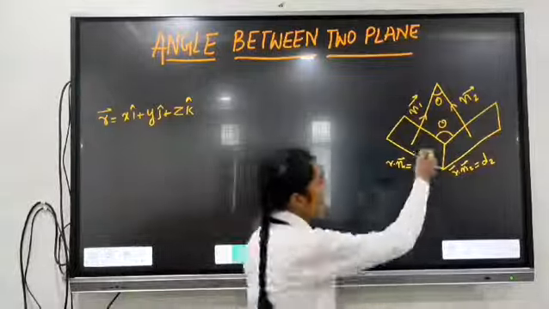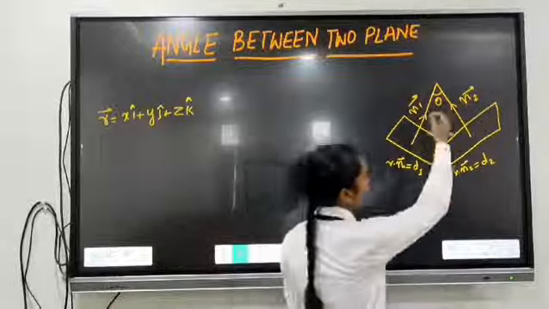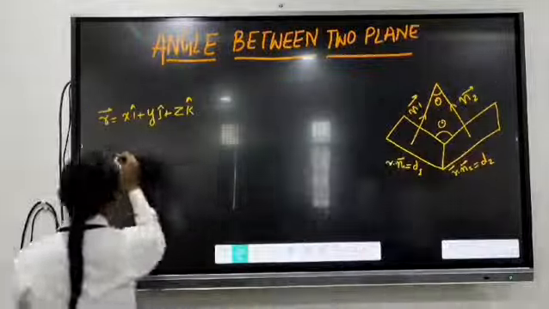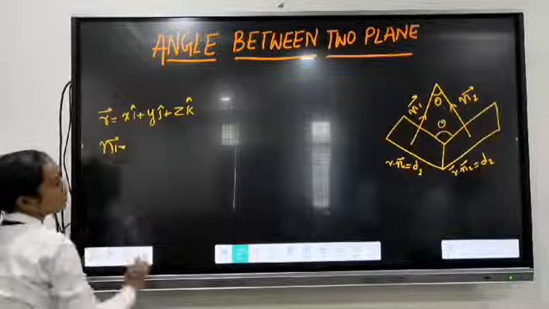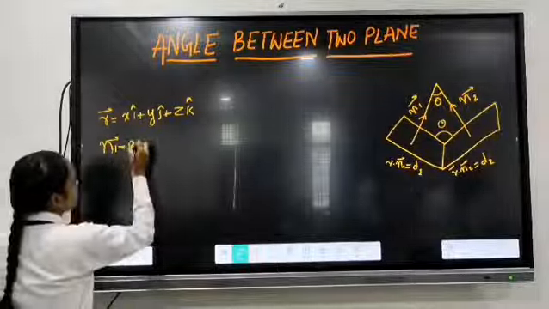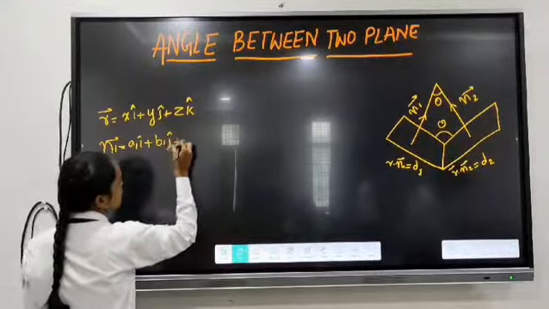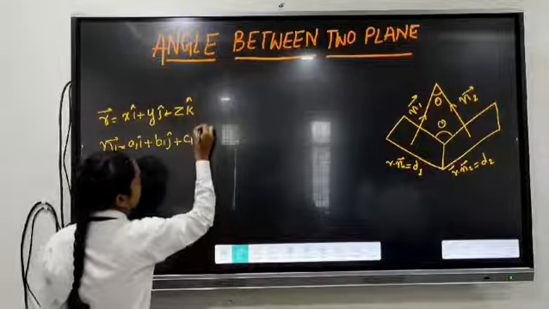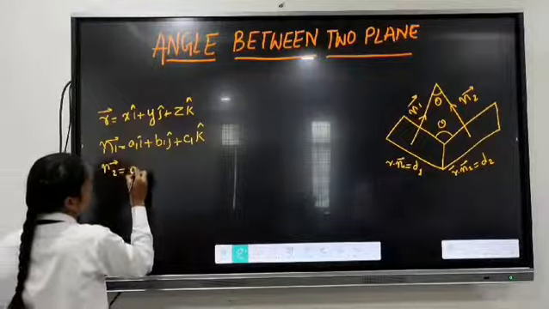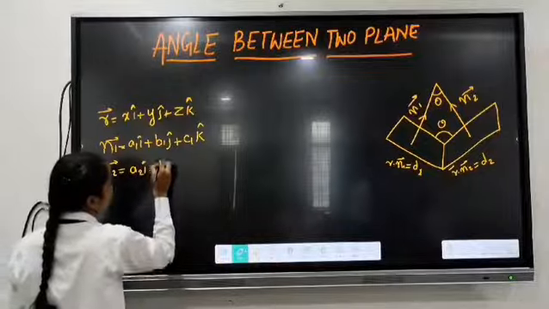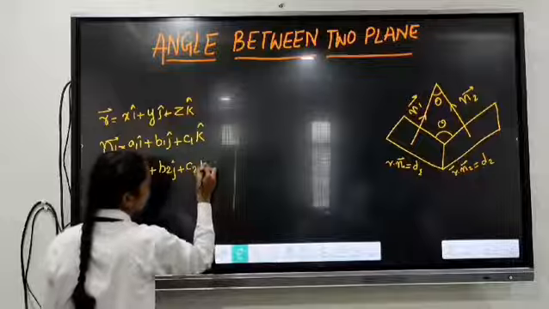So we have to find the angle between the normals of the planes by taking the dot product of the two vectors, n1 and n2. Firstly, I would like to write n1 vector in vector form, which is a1 i cap plus b1 j cap plus c1 k cap. The n2 vector is a2 i cap plus b2 j cap plus c2 k cap.